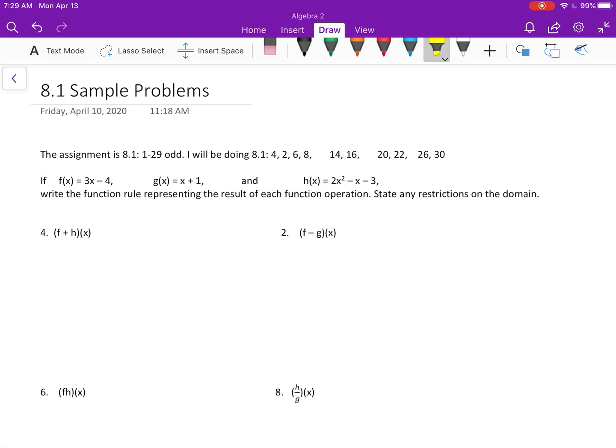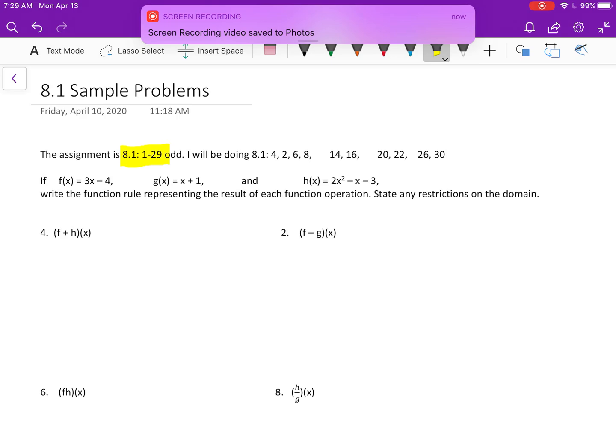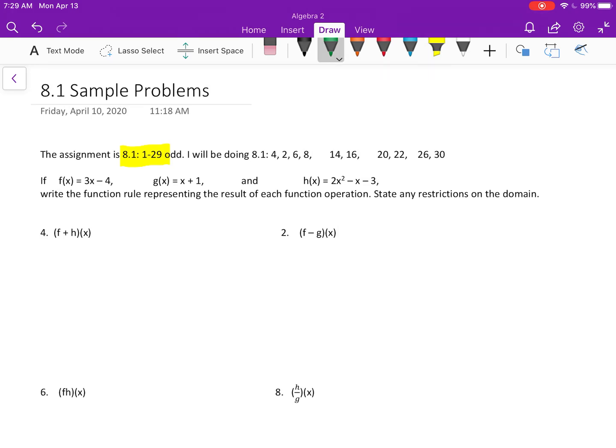So you watched the video about lesson 8.1. Now I want to do a few questions that will be sample questions for the ones that you're going to be doing. Your assignment is to do 8.1, 1 to 29 odd, so I'm going to do several of the even ones so you have samples of how to do them. So let's go ahead and get started with these.